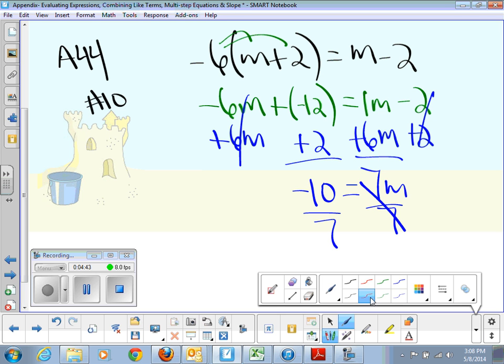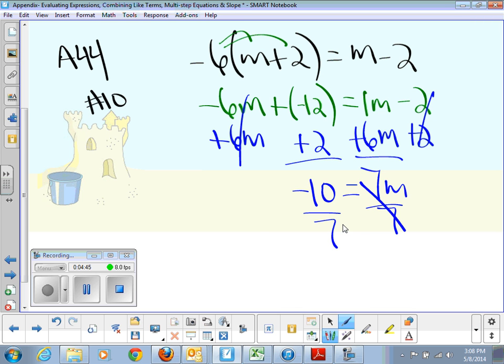Well, since I'm getting you ready for algebra next year, your algebra teachers will appreciate it when you walk in and say, I was in Mr. Miller's math class, and he taught me that when you get a funky, irrational number like that, you just simplify the fraction. So our final answer, we're just going to leave it as negative 10 sevenths.